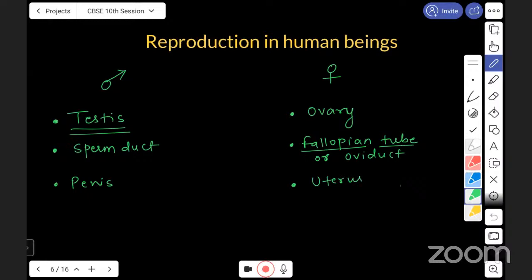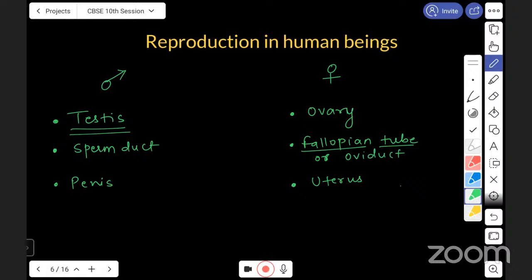Second, the third part basically is the uterus. Okay, so it's a muscular pear-shaped structure. Okay, the innermost lining is the endometrium. Uterus is the organ where the baby grows, right? Yes, the embryo and the fetus develop from the zygote.